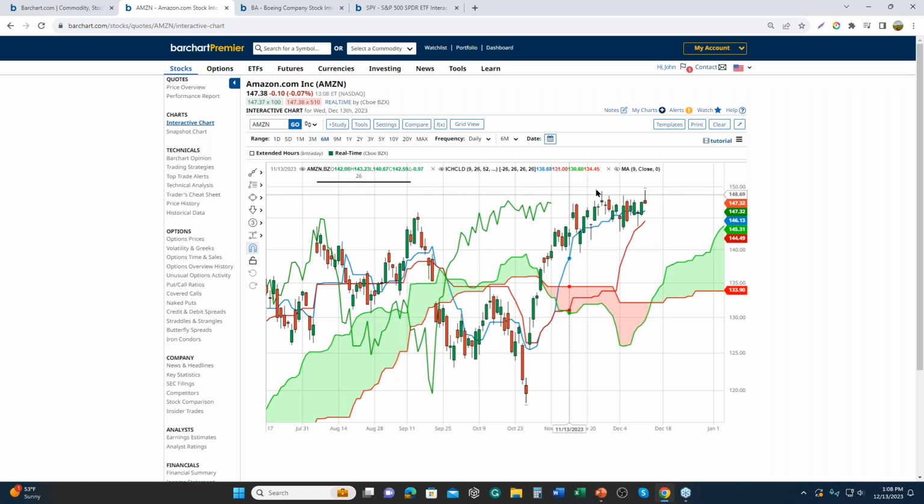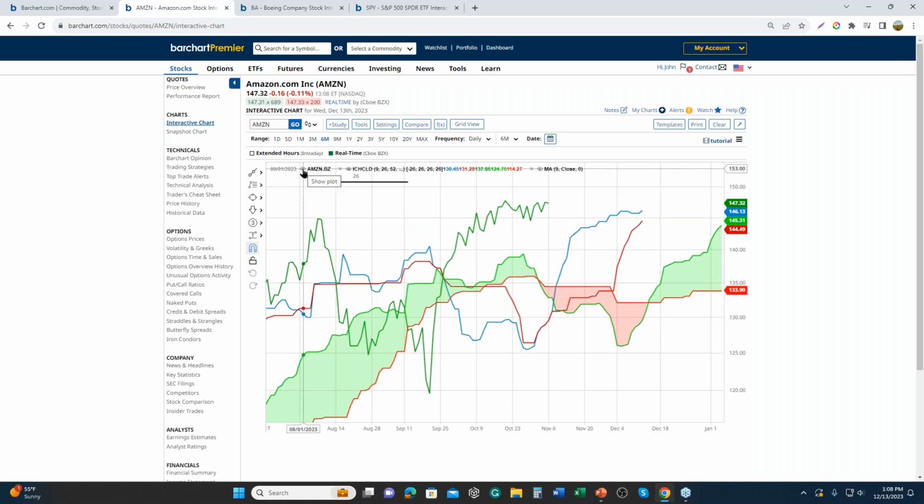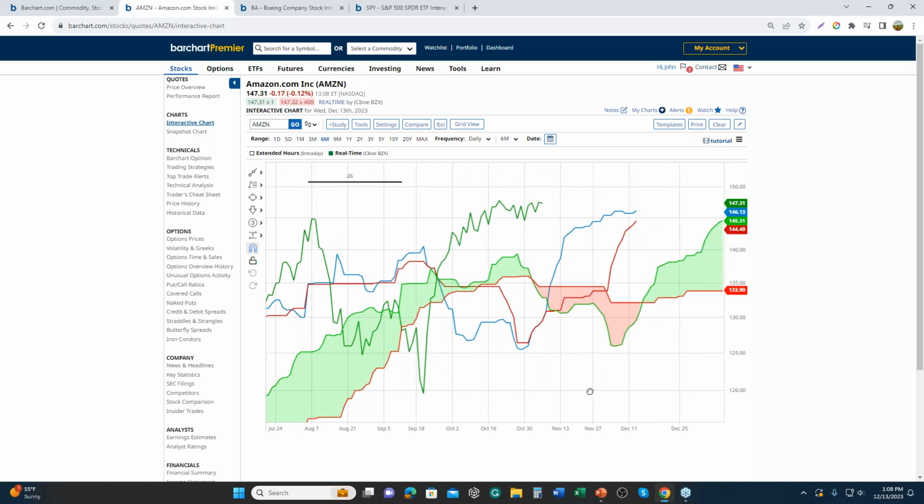So one of the things we can do here, and this is a new feature that we have on barchart, is up here in the headline, you can see the little eyeball. And one of the things we can do now is hide plots or hide studies. So I'm going to hide the price action of Amazon, and now it's a little bit more clear.